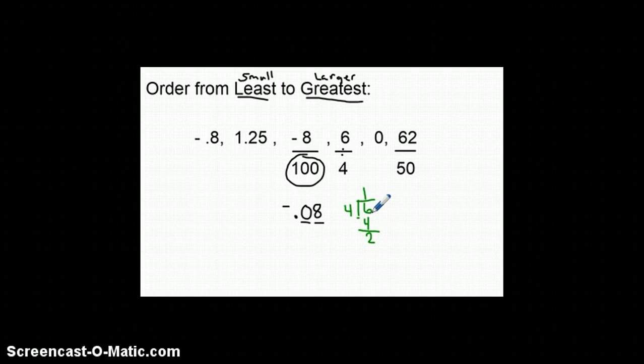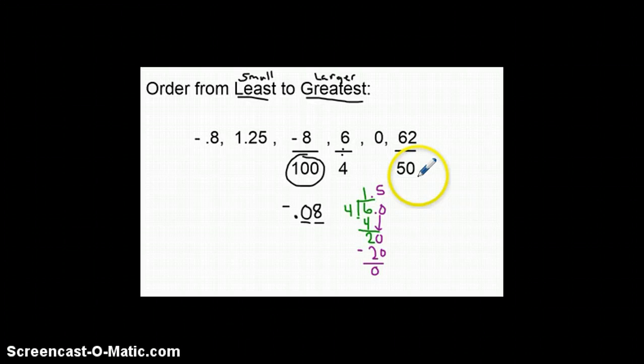We have no numbers to bring down, so we're going to add a decimal and a 0. Bring up our decimal and bring down the 0. So 4 goes into 20 5 times. 5 times 4 is 20. Subtract, we get 0. So 6 over 4 is really 1.5. 0, we don't have to do anything.